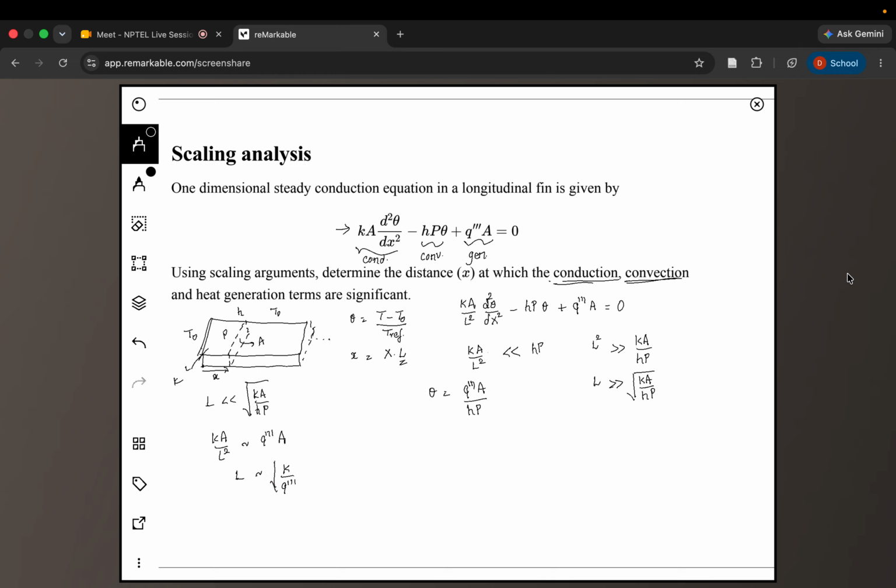So we have three different length scales, each one deciding which two terms are important. Depending on where you are in the region, those terms will be important. Maybe if I give some numbers, then it will be more clear. Let's take some numbers.